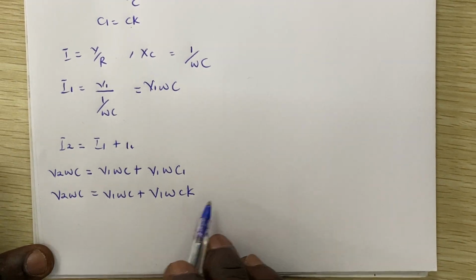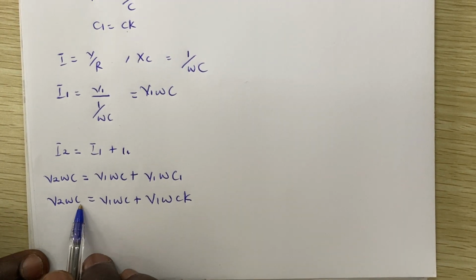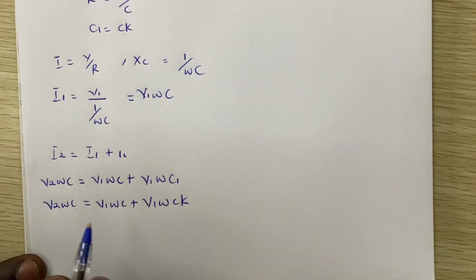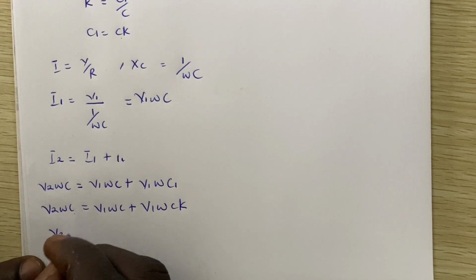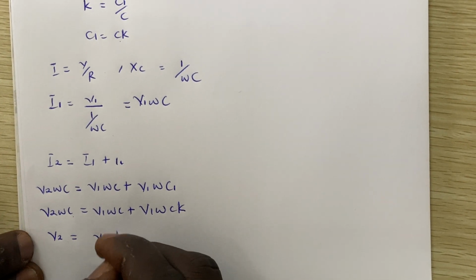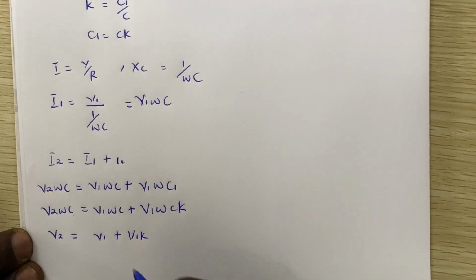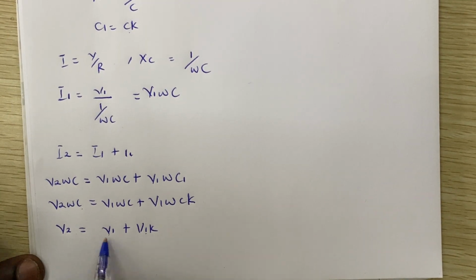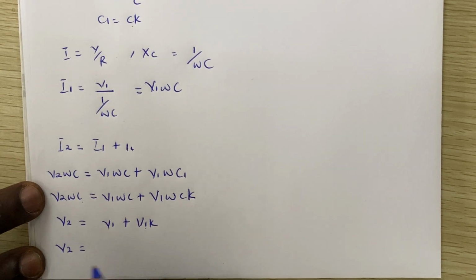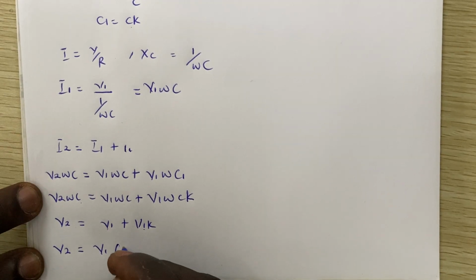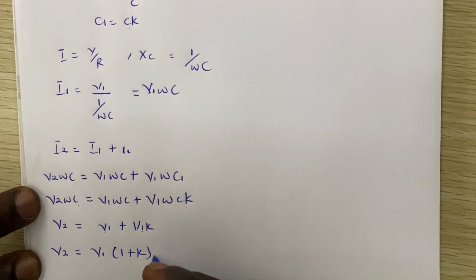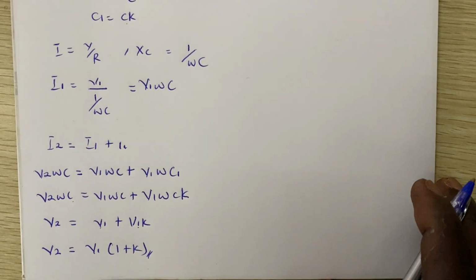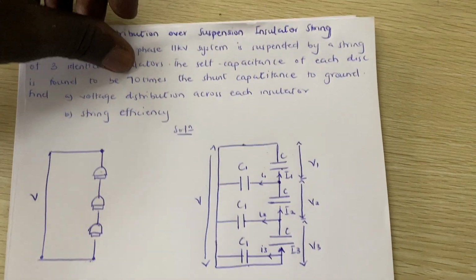So when we look at all these things, what is common to them is omega C. So straight away, we can just cancel omega C out, and then we are going to get V2 is equal to V1 plus V1K, right? So V1 is also common to this part. So we have V2 is equal to V1 out. Now we are getting 1 plus K for V2, right? So now let's find I3 as well.